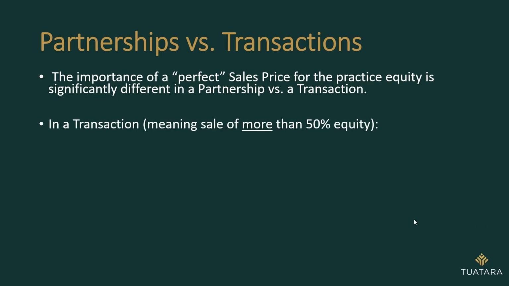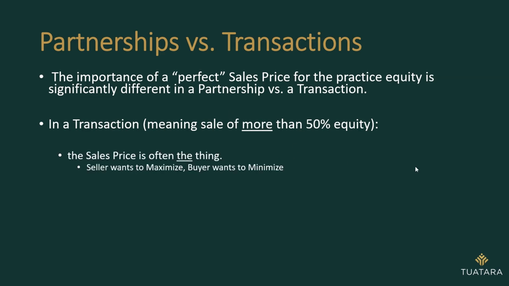Now, to be clear, when we say transaction, what do we mean? We mean selling more than 50% of the equity of your practice. So you're selling a controlling interest. Sometimes that's 100%. That's clearly a transaction. Sometimes you might be selling 60%. Often that would be in a DSO transaction where the doctor might sell 60% and maintain 40%. Even though in that case they haven't sold 100%, because they've sold more than 50%, it is considered for our purposes here a transaction.